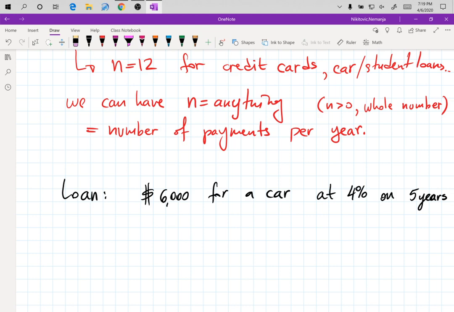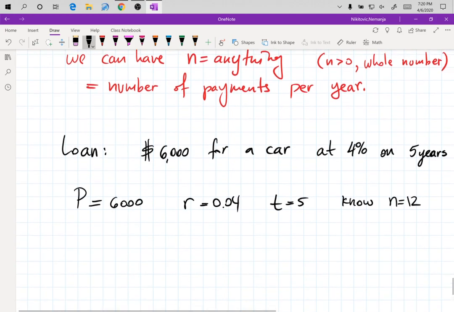So what do I have? Well, principal is 6K. That's what I'm borrowing. My rate is 0.04. My time is 5 years, right? And I also know, because I live on this planet, that n is 12. That's something you just know, because you will be paying this car every month, right? So, since you are making monthly payments, they will be compounding interest every month on the amount that is left to still pay off. So, n is equal to 12.